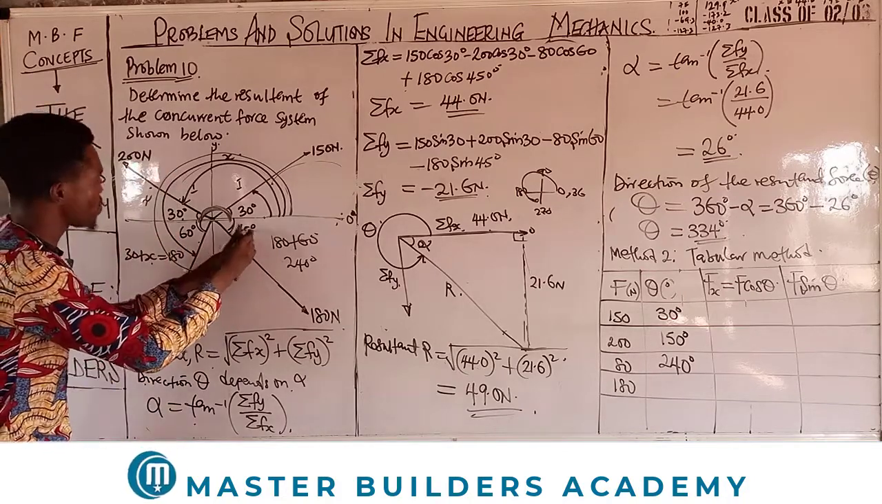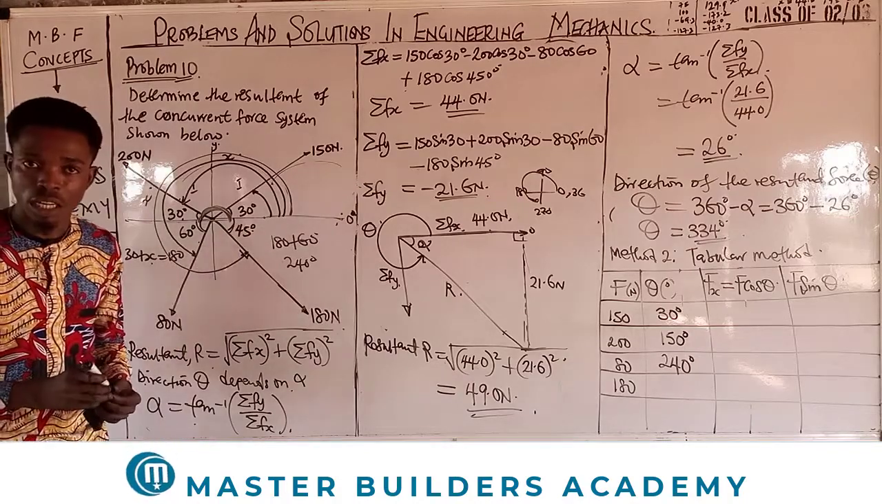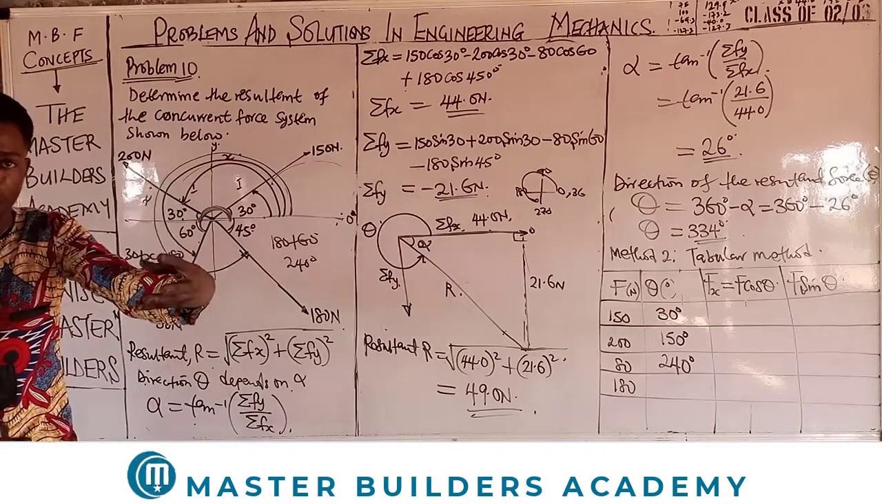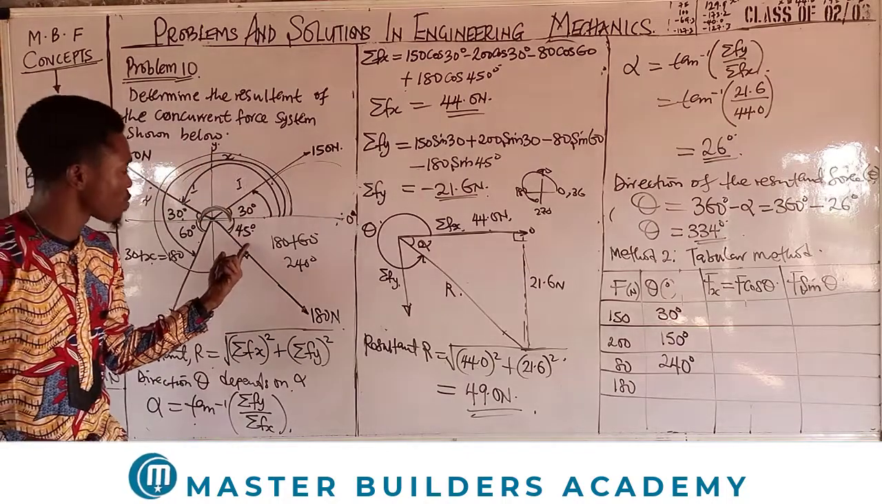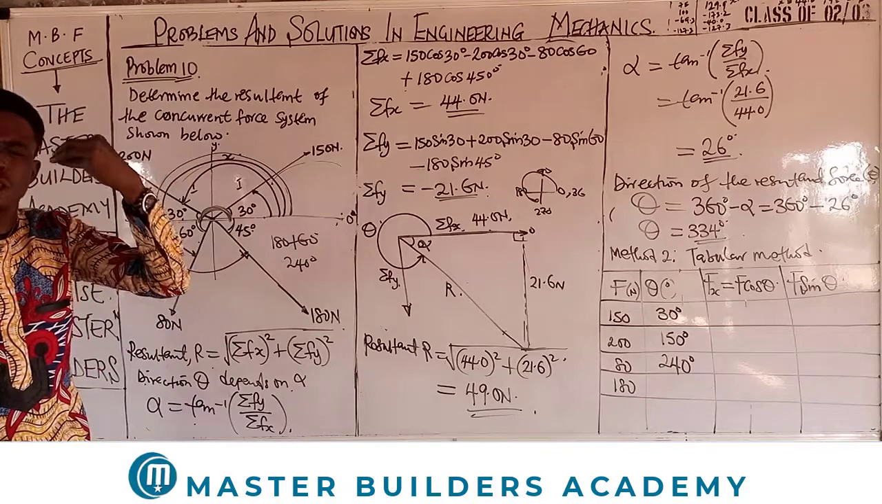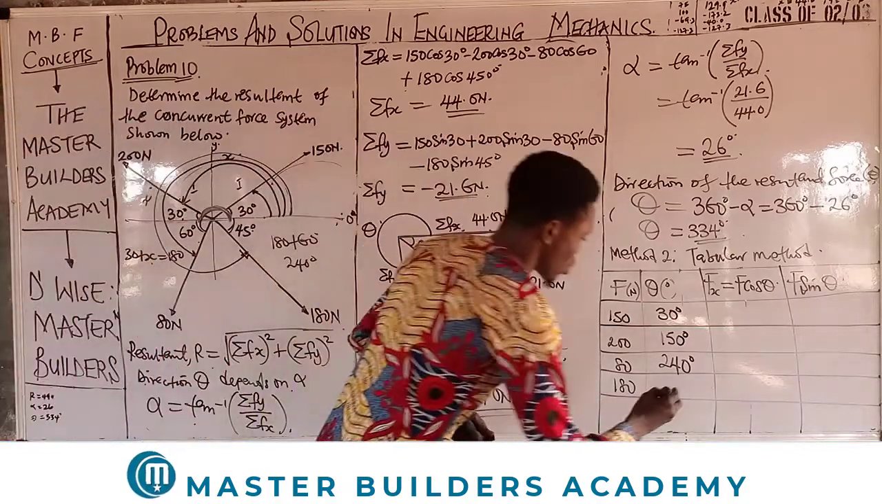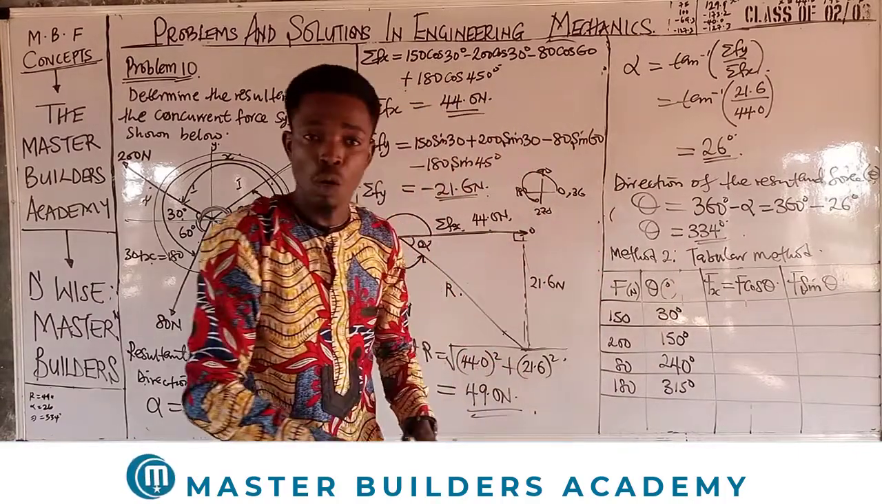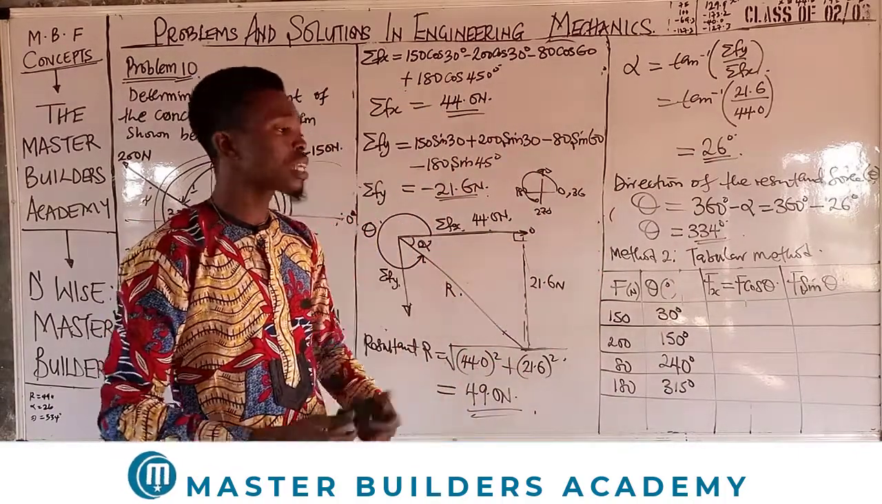The sum of 45 and s will give us 360. That means all we simply need to do now is to remove 45 from 360 to get the remaining angle. So if we remove 45 from 360, we will have 315. And this becomes 315 degrees. Once you are able to get these angles accurately, this problem is half solved.